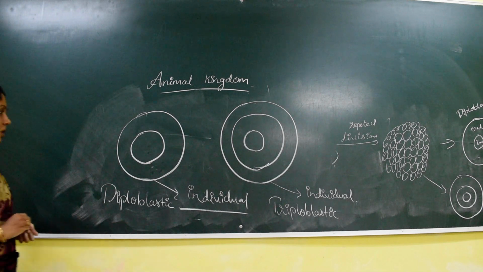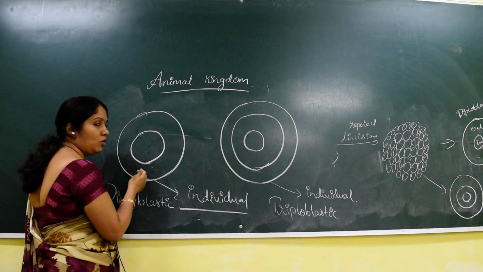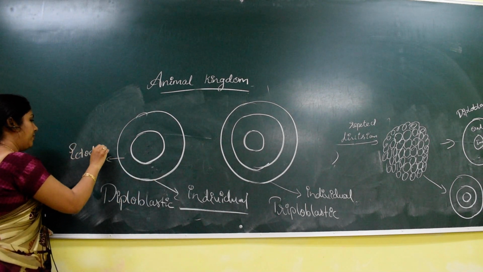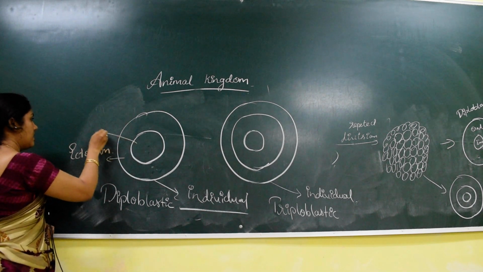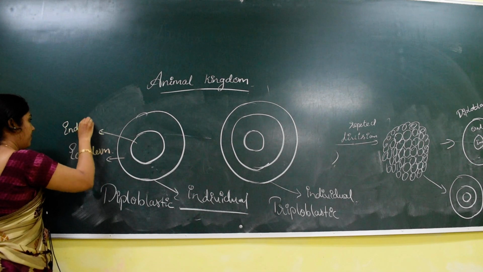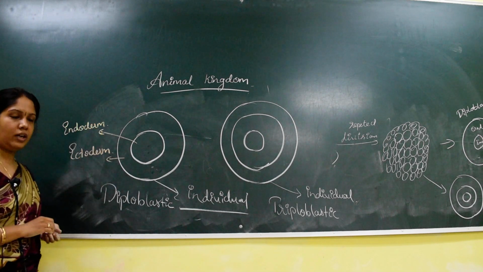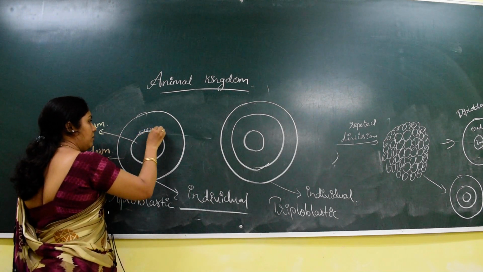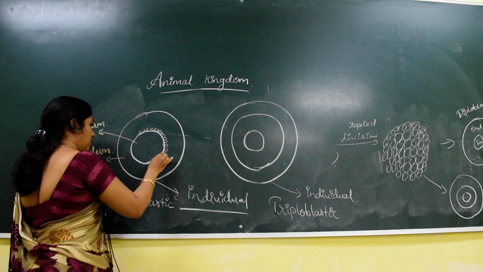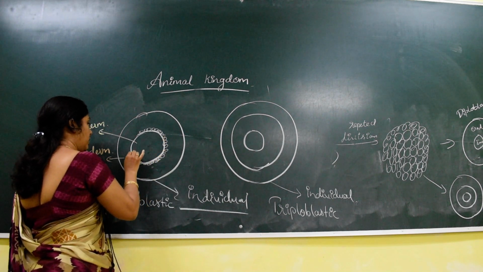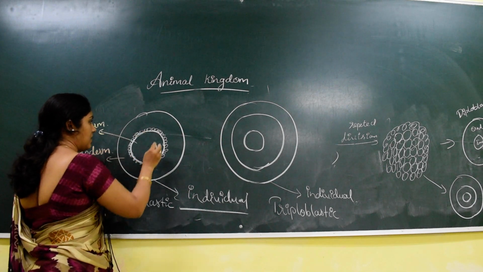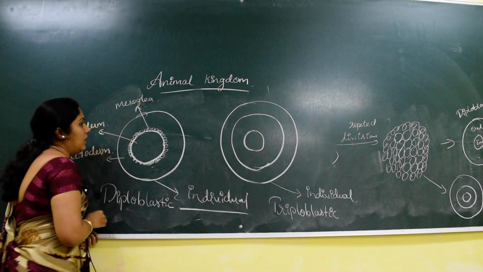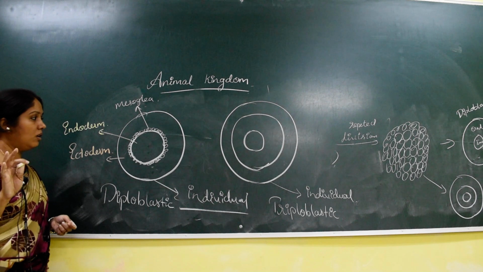Now, if two germ layers, what are the two germ layers? The outer layer is called ectoderm and the inner layer is called endoderm. In between the outer ectoderm and inner endoderm, there is a fluid-like tissue, a semi-fluid tissue, present in the diploblastic. This is called mesoglea. It is not a complete tissue.